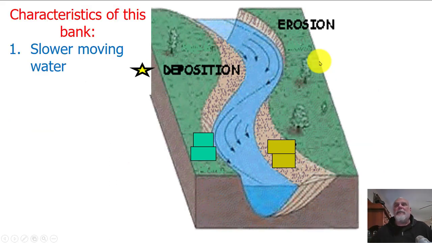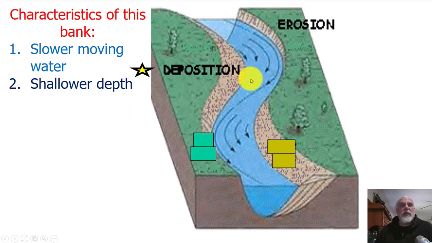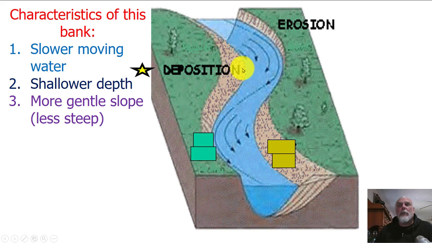Here are some characteristics of this bank. Don't need to write this down, you can, but these are things you should know. So on this side, the deposition side, you're going to have slower moving water. The water's moving slower than over here. The water over here is going to be more shallow. There's sediments being deposited here, and the water will get more and more shallow. This side is more deep, and it's going to be a gentle slope. It's not going to be very steep over on this side.